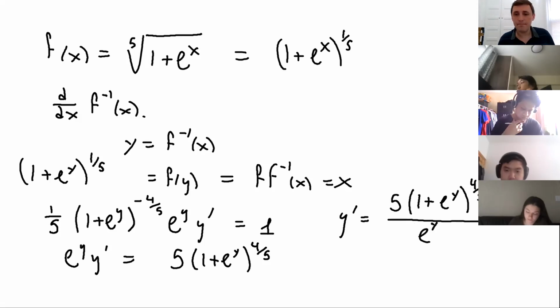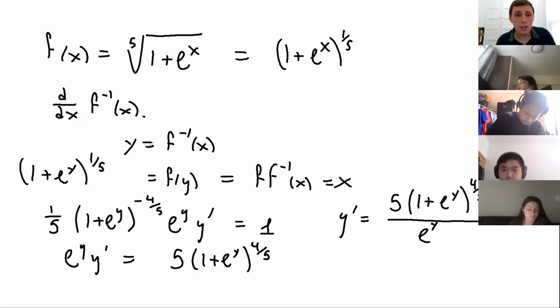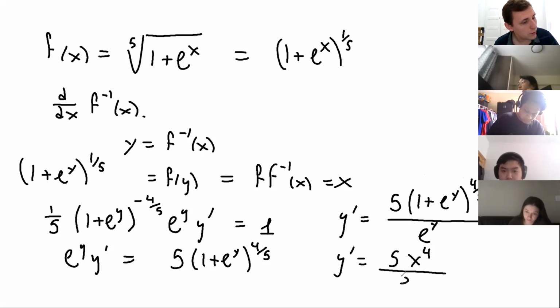We agree? Now I can do one step better here already. You see, this is now in terms of y. Let's see how much better I can do. First of all, do you see 1 plus e to the y to the 1/5 is x? So what do I get? I see that my answer is y prime equals 5x to the power of 4 over e to the y.